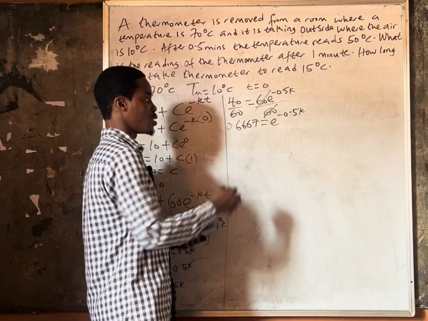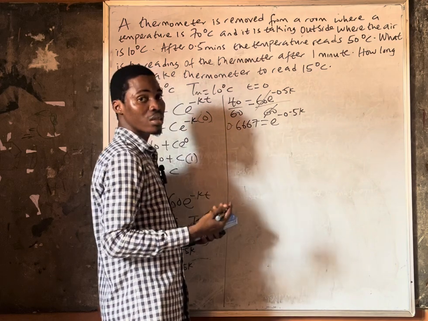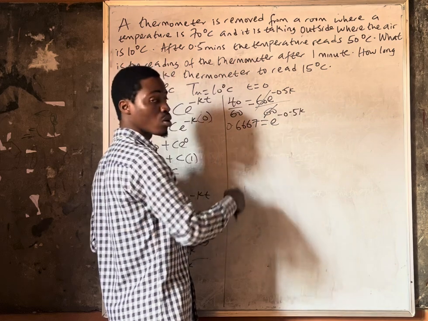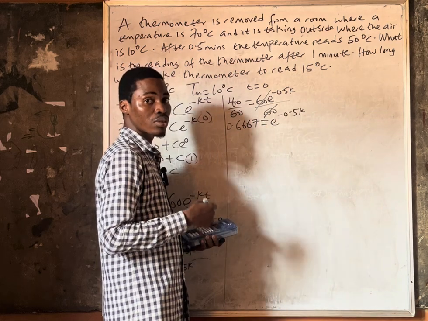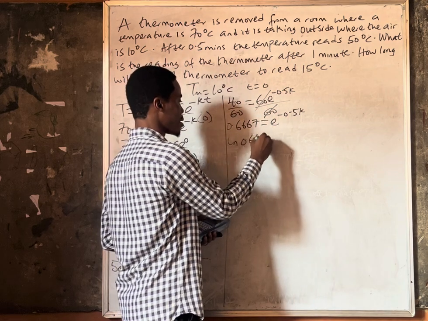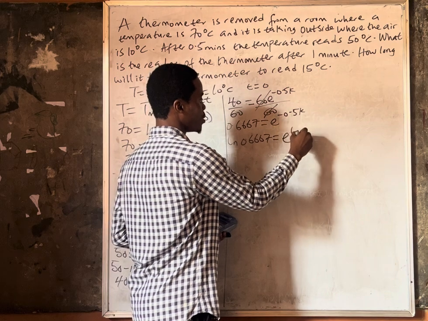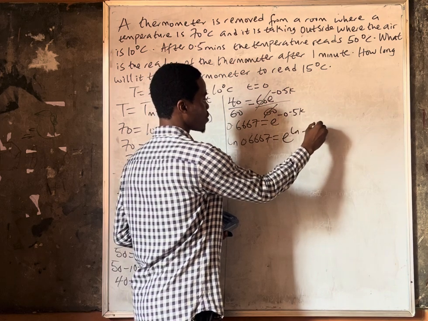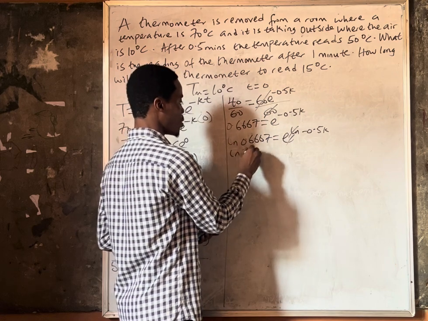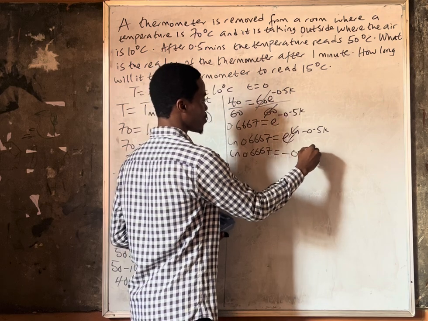So what are we going to do here? This is an exponential, we have to take this exponential out. What are we going to take? We have to take the natural log of both sides. If you take the natural log of both sides, natural log will cancel exponential, and exponential will cancel natural log as well. So we now have ln 0.6667 is equal to minus 0.5k.